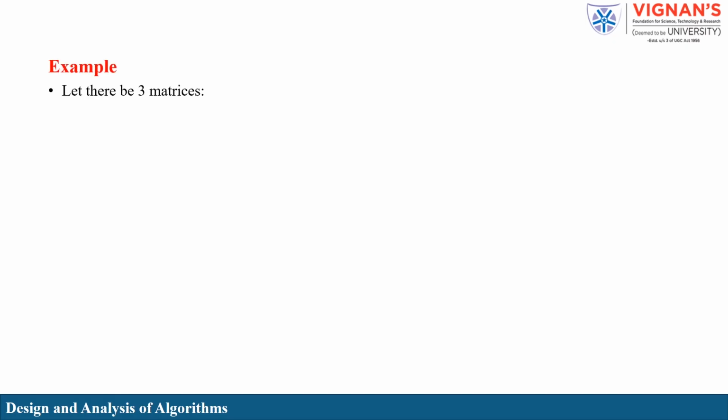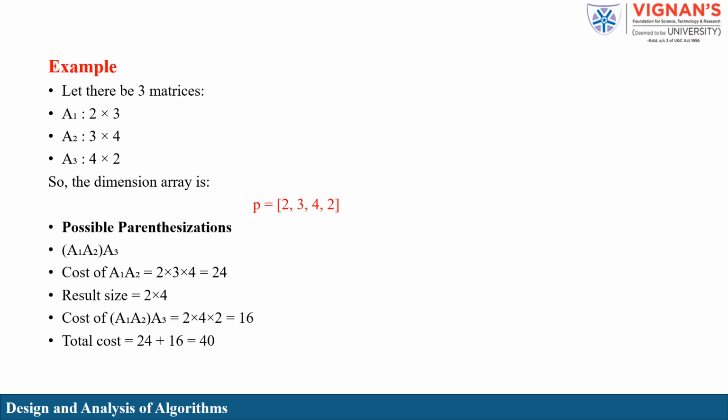Let us consider an example with 3 matrices. The first matrix A1 has dimensions 2 cross 3. The second matrix A2 has dimensions 3 cross 4. The third matrix A3 has dimensions 4 cross 2. From these dimensions, we form the dimension array P as 2, 3, 4, 2. Now, we check one possible parenthesization, which is A1, A2 multiplied first, and then the result multiplied with A3.